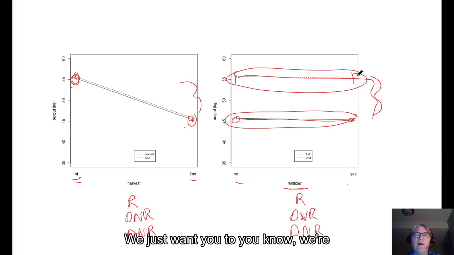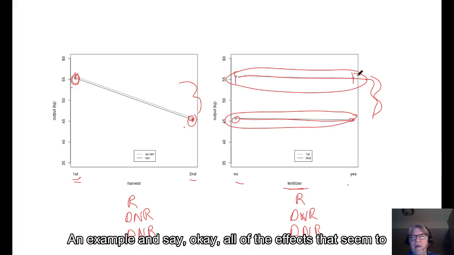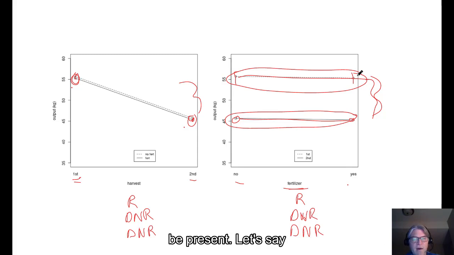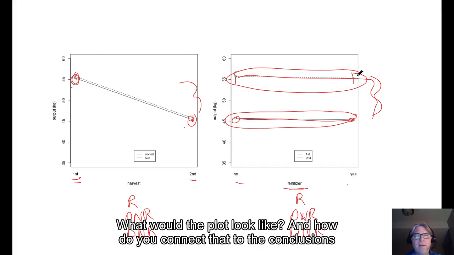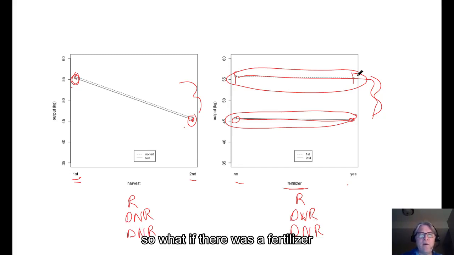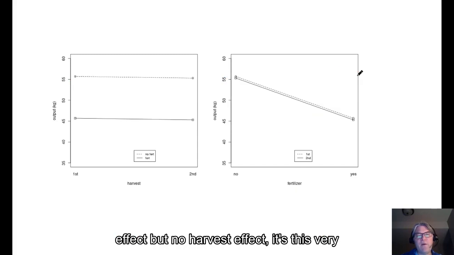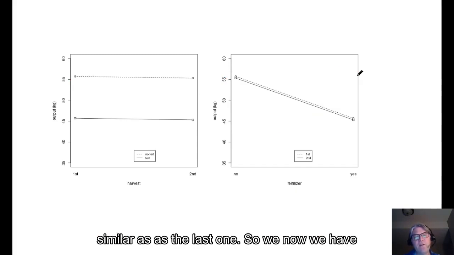We're going to give you an example and say, okay, all of the effects that seem to be present, let's say there's statistical significance, what would the plot look like and how do you connect that to the conclusions you would make? Okay, so what if there was a fertilizer effect but no harvest effect? It's very similar to the last one.